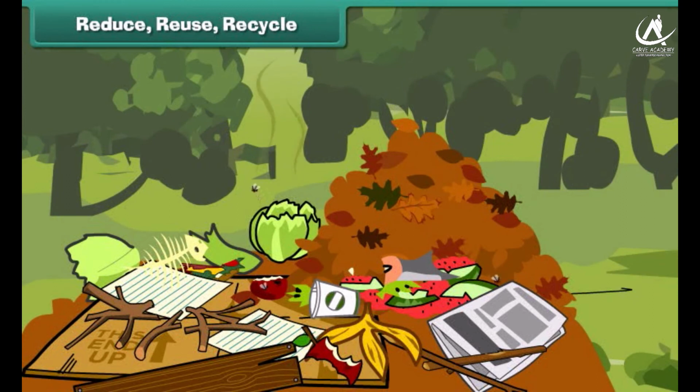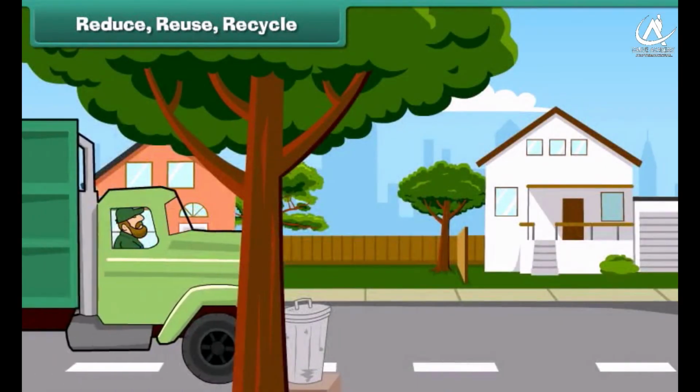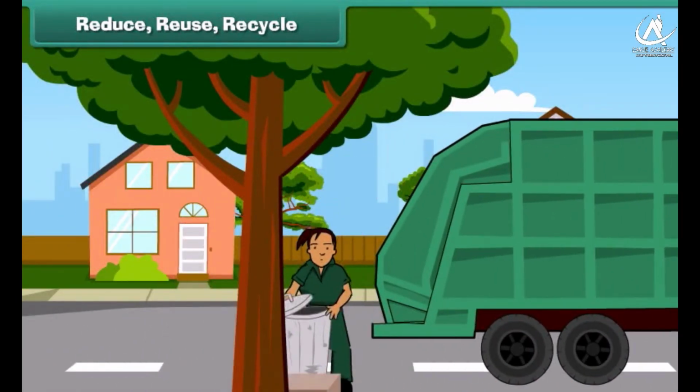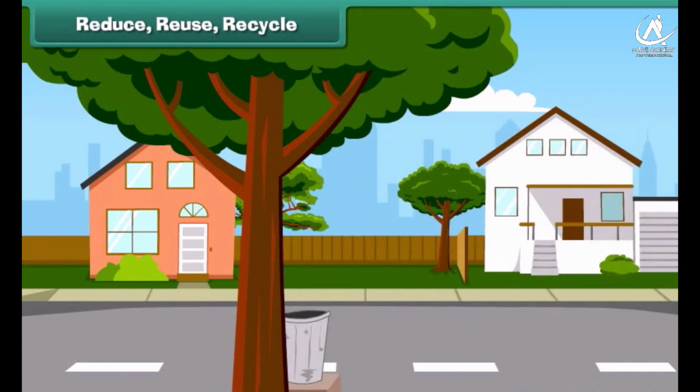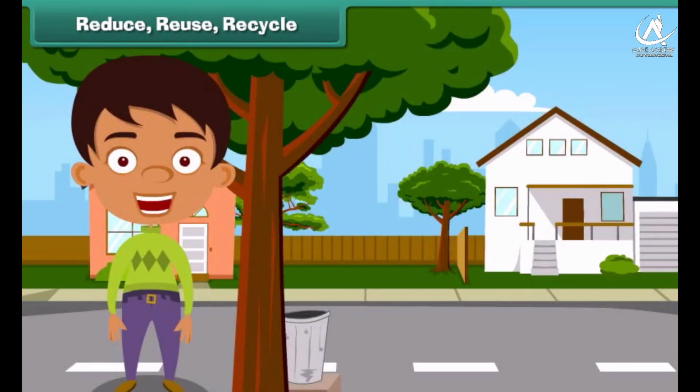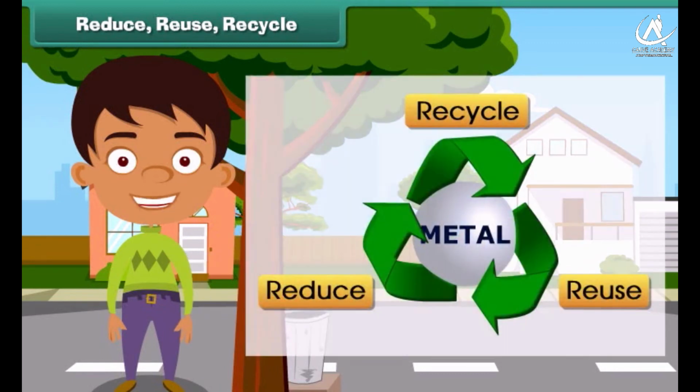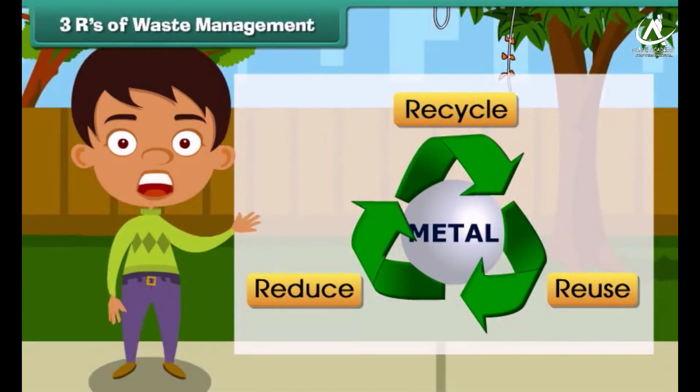Reduce, reuse, recycle. Waste harms our environment. It is important that we control and handle waste with care to keep ourselves healthy and our environment clean. To achieve a pollution-free, clean environment, we must practice the 3 R's of waste handling. Let us learn about them in detail. 3 R's of waste management.